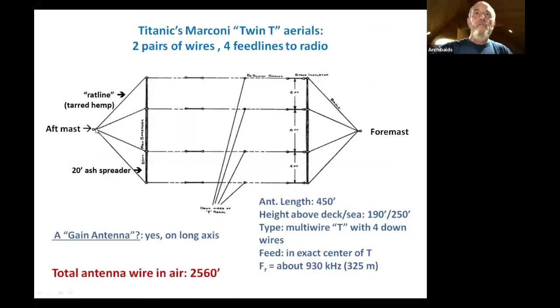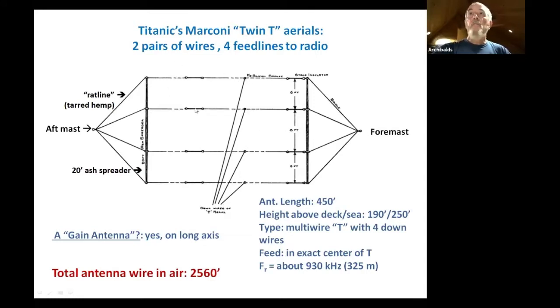It had spreaders. The two masts are at the aft and the fore. It had 20-foot ash spreaders, and there were four identical T antennas. This little part here is just hemp, a tarred ratline, they called it. Here are insulators on one end of the T's, and here are the insulators on the other, so that they were each 450 feet. These are horizontal, parallel to the water, and there were four lead-ins, and they all went to the same feed-through on the roof of the radio shack.